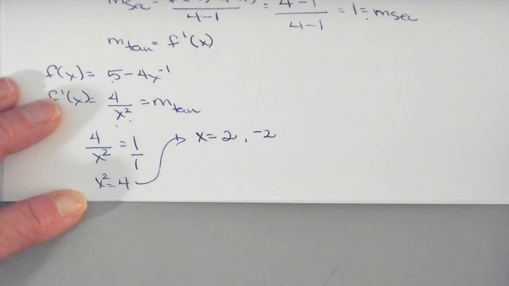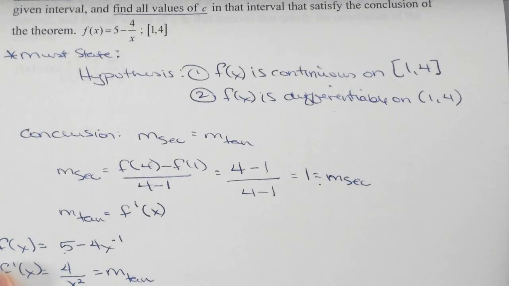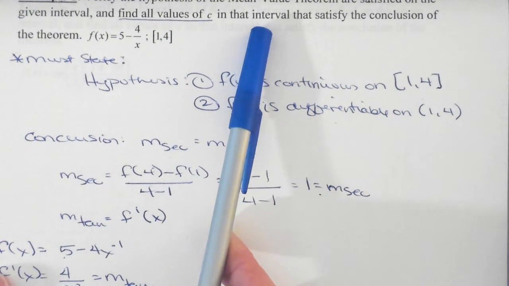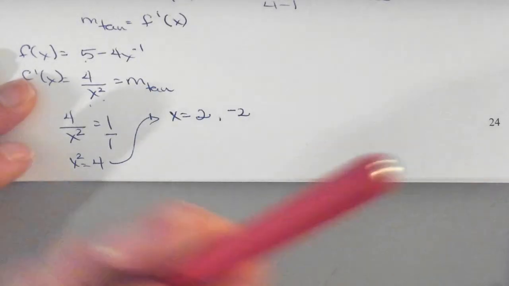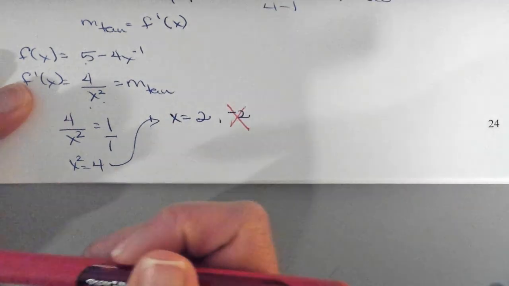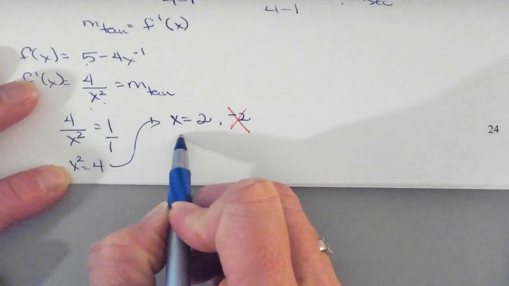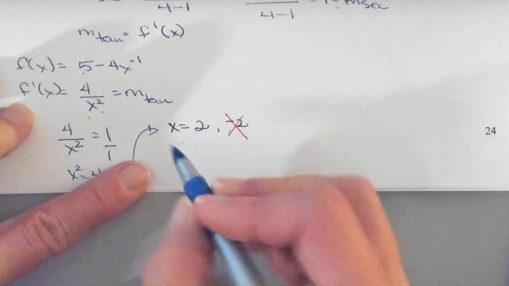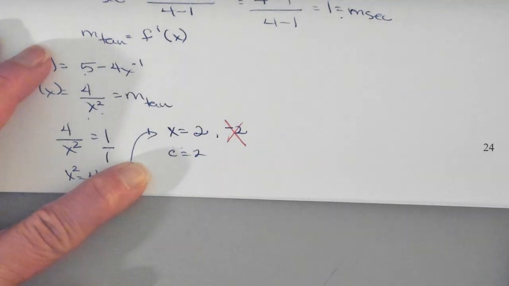Now, the problem says, find the value or values of c that will satisfy the theorem in the interval. What's the problem? Negative 2 is not in the interval. So your answer is positive 2. So if you give it to me as x is equal to 2, I'll take it. If it's multiple choice, you might see it as the letter c is equal to 2, and it's based on the fact that they talk about that c value in the theorem. Either one is sufficient. Everybody okay?